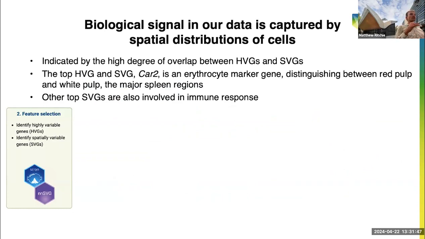The next bit is to go a bit deeper. So that's just looking at sort of library size or number of features. Are we finding biologically meaningful features in these data sets? And what is the overlap between highly variable and spatially variable genes? So we looked at this in a few different ways.